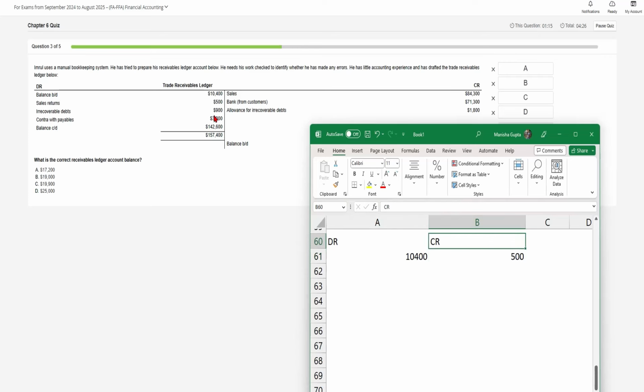Next we have irrecoverable debt. Irrecoverable debt again means we are no longer going to receive that amount. It's a bad debt.